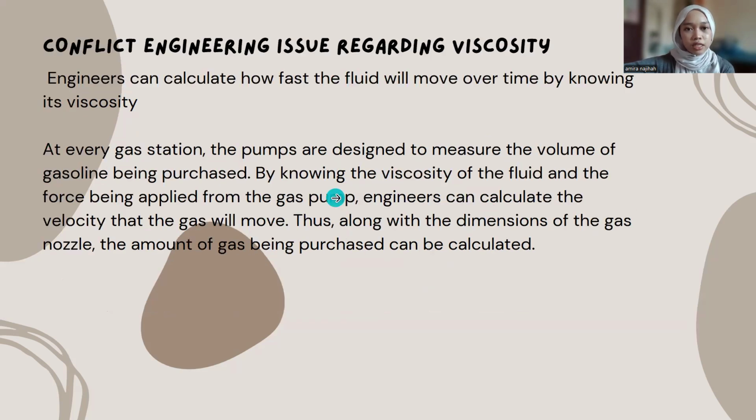So a conflict engineering issue regarding viscosity is that engineers can calculate how fast the fluid will move over time by knowing its viscosity. At every gas station, the pumps are designed to measure the volume of gasoline being purchased. By knowing the viscosity of the fluid and the force being applied from the gas pump, engineers can calculate the velocity at which the gas will move. Thus, along with the dimensions of the gas nozzle, the amount of gas being purchased can be calculated.